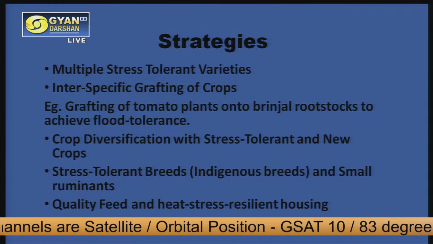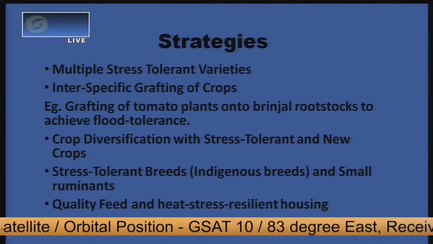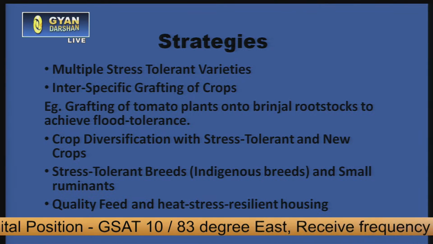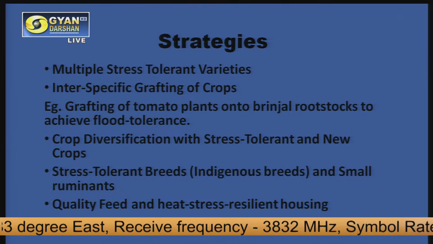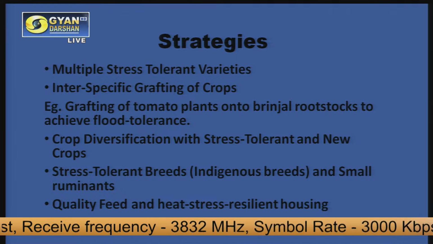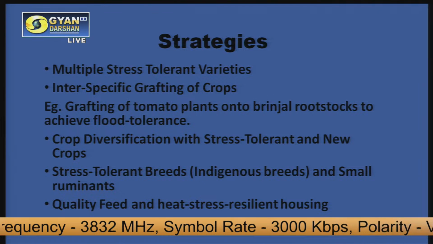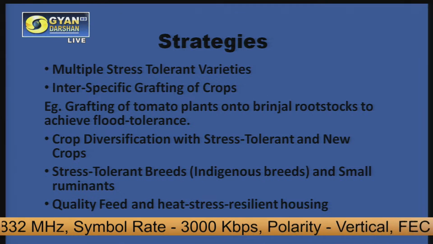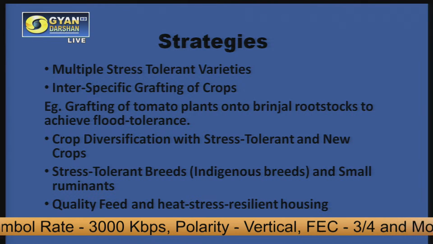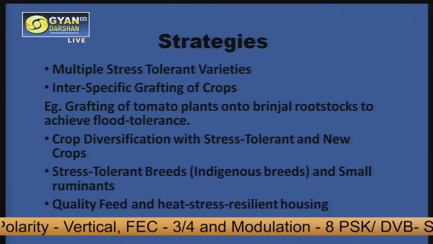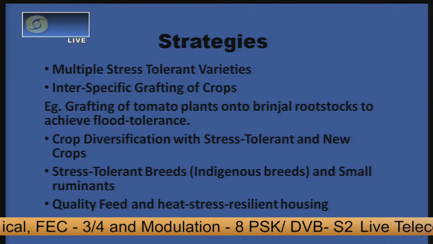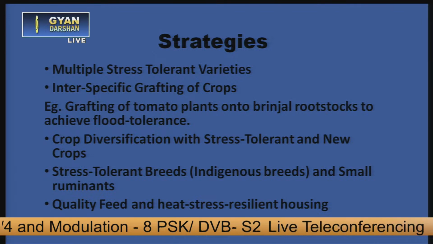The next important strategy is diversification. We have been talking about diversification for quite some time, and what I'm talking about is how to instill climate resilience into the agriculture production system. For that to happen, we need to think about new crop varieties and new crops also, and that way you can achieve crop diversification.